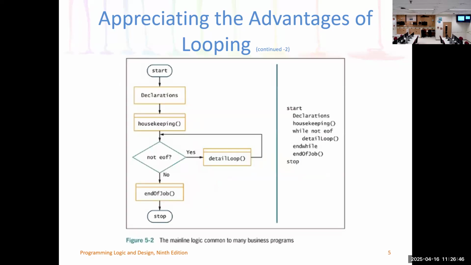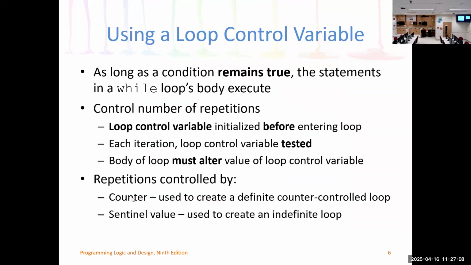So that is the process you learned about, the mainline logic here. In the housekeeping, you initialize the control variable. You check the condition of the control variable, and if the condition is true, you go to the detail of the loop. Remember that in the detail loop, you have an action to change the value of the variable that controls the loop. So using the loop control variable, as long as the condition remains true, the statements in the while loop body execute.